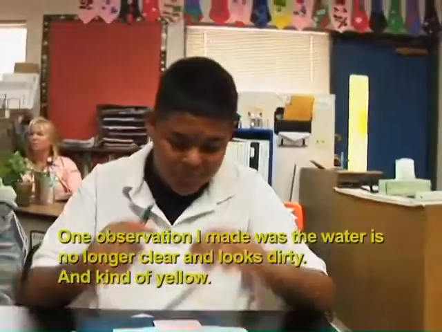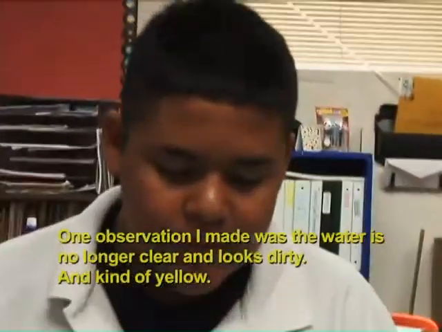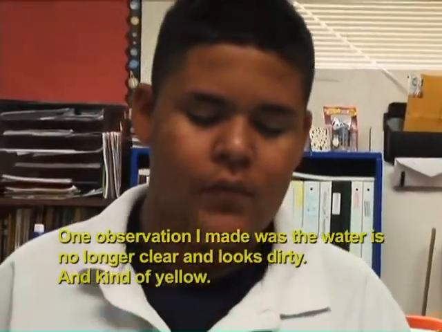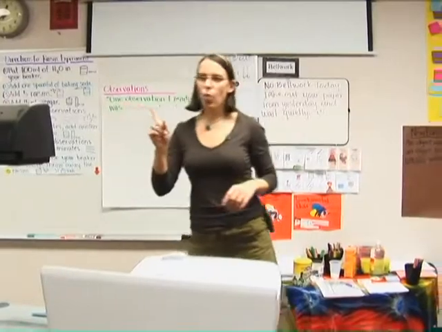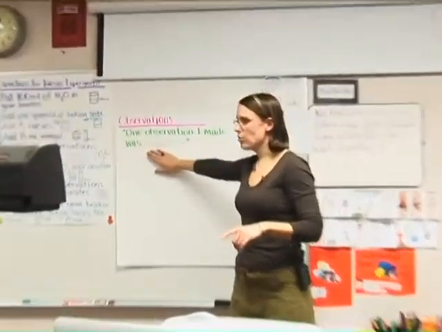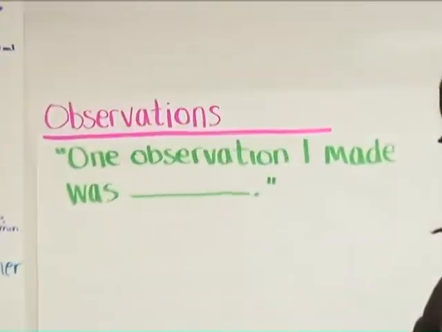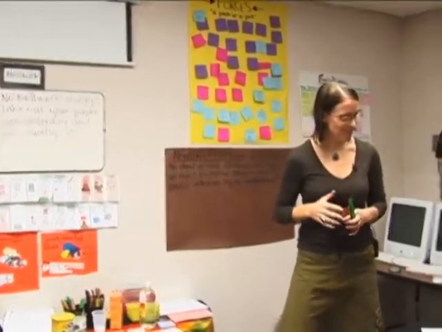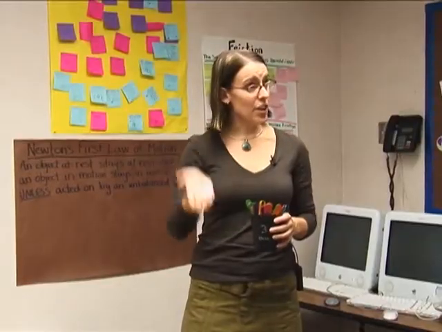One observation I made was that once we put the vinegar in, the raisins went up. One observation I made was the water is no longer clear and looks dirty and getting yellow. In about 1 minute, I'm going to have you guys share your observations, and if I call on you, you're going to bring them up and put them on our poster. Vanessa. One observation I made was that when you added the vinegar, the raisins went up and down. Okay, when you added the vinegar, the raisins went up and down.